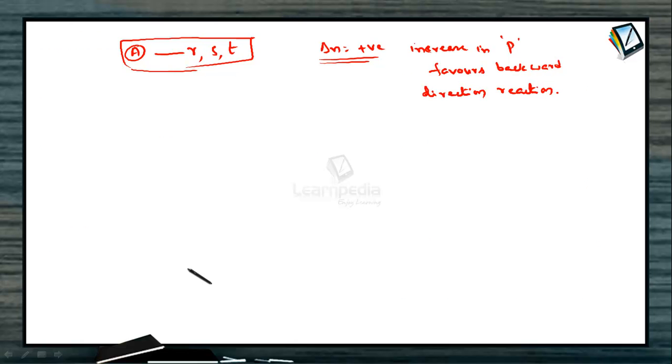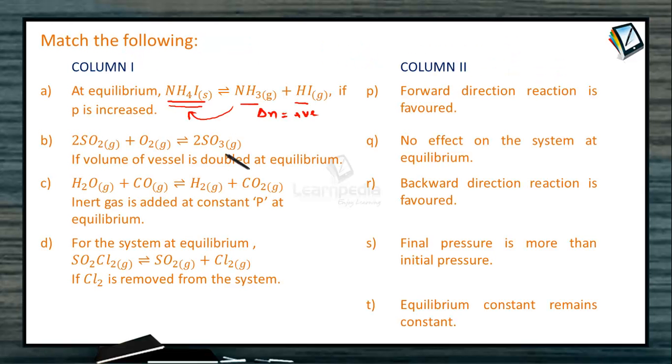Let's go for B. 2SO2 gas plus O2 gas giving 2SO3 gas. Here the number of moles of products are less than number of moles of reactants. So delta N is negative. So if the volume of the vessel is doubled, keeping the temperature constant, pressure will be decreased. The decrease in pressure favors the reverse reaction. Therefore, once again, the backward direction reaction is favored.